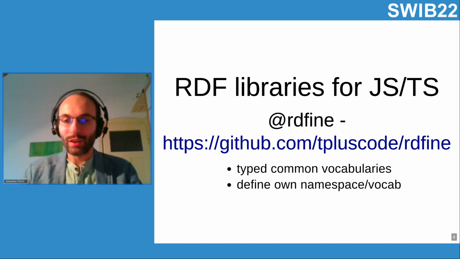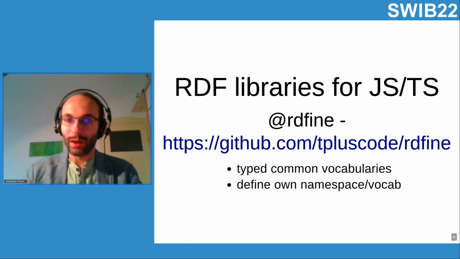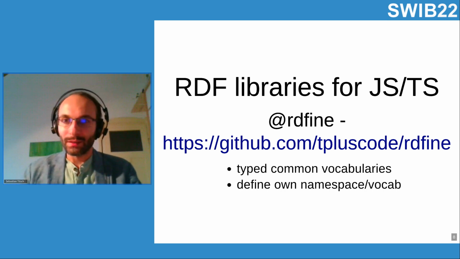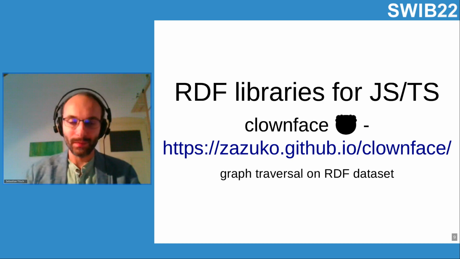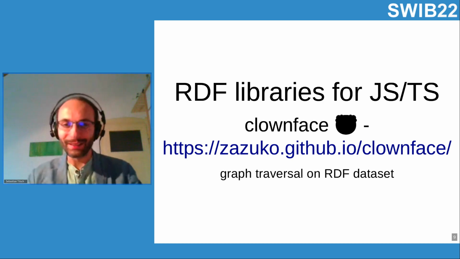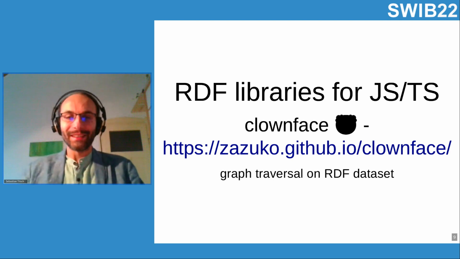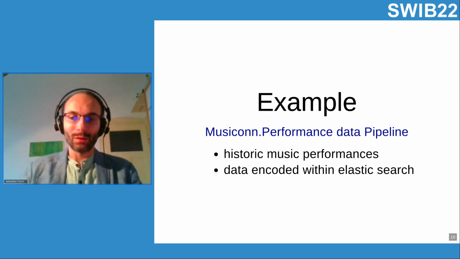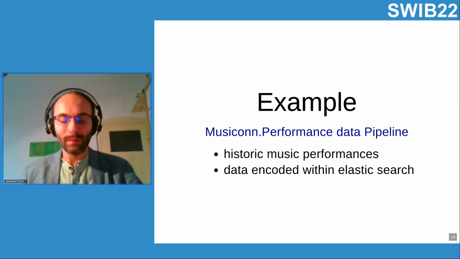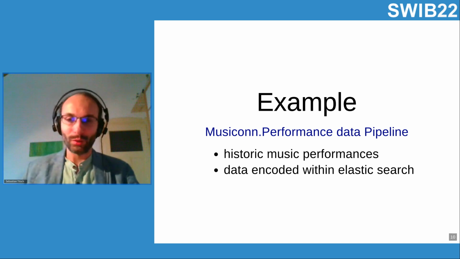And then there's Rdf-ext, which can be used for some commonly used vocabularies, and it can be used to define namespaces or vocabularies on your own. And then there's Clownface. Oh, I cannot see the Clownface itself, but this is a nice library for graph traversal on RDF data sets.